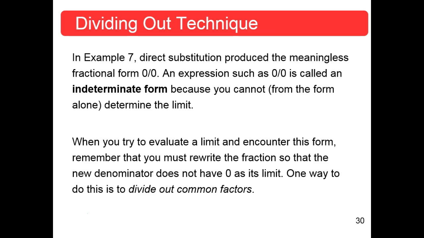When you try to evaluate a limit and encounter that form, remember you must rewrite the fraction so that the new denominator does not have a 0 in the limit. One way to do this is divide out common factors. Now, that's one way. It's not the only way. Okay? They're beating this horse to death, aren't they?